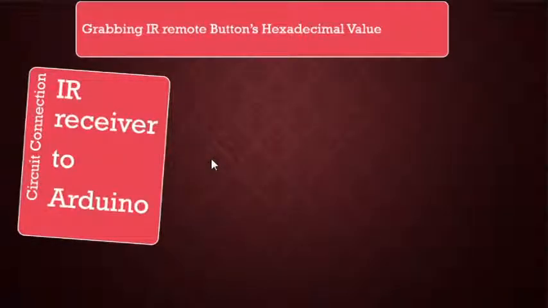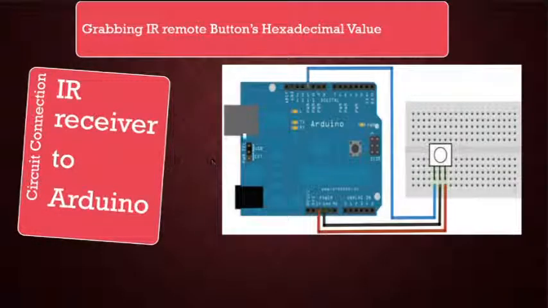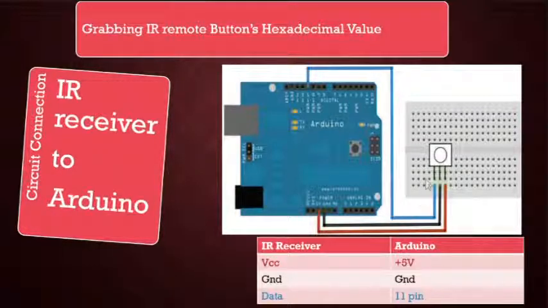How is the circuit connected? This is our circuit. VCC of the IR receiver is connected to the 5 volt pin of Arduino, and ground of the IR receiver is connected to the ground of Arduino, and then the data pin of the IR receiver is connected to the 11th input output pin of Arduino.